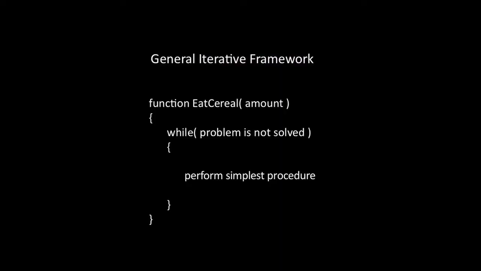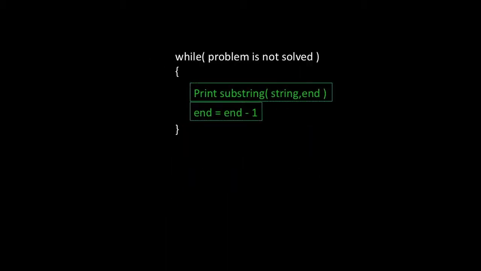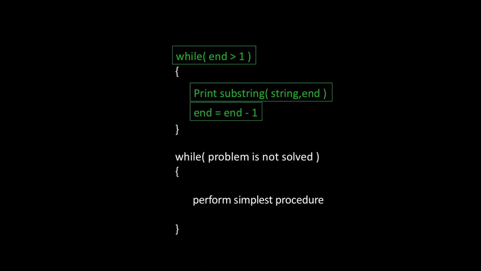We can program this solution using two iterative loops. Recall the general iterative code framework. Tell the computer the procedure for the simplest problem. Repeat the procedure on subsequent pieces until the endpoint is reached. In our first loop, we print the substring, decrease the index by 1, and repeat the procedure until the index reaches 1. In the second loop, we move in the opposite direction.